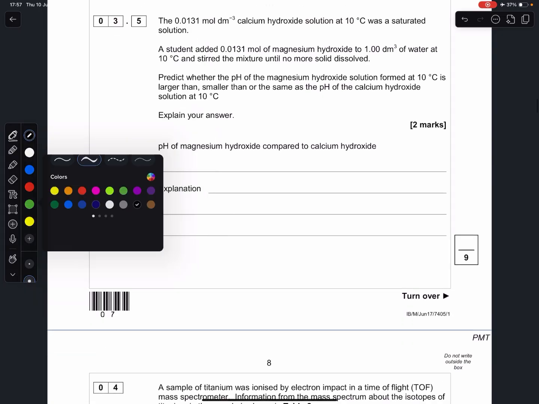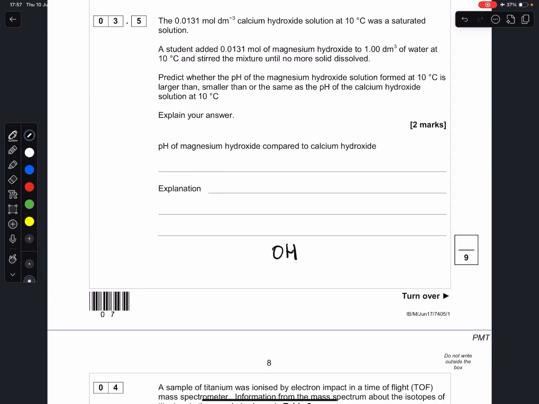So if you remember, hydroxides in group 2, as you go down the group, they become more soluble. If you remember, sulfates get less soluble because barium sulfate is insoluble. So it's just the opposite. They become more soluble as you go down the group. And magnesium is above calcium. So therefore, magnesium is less soluble.